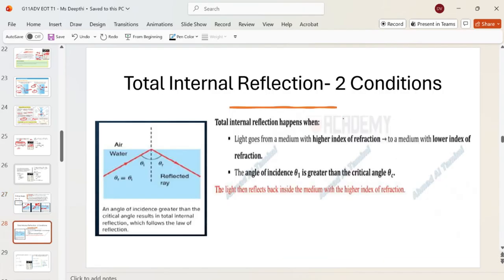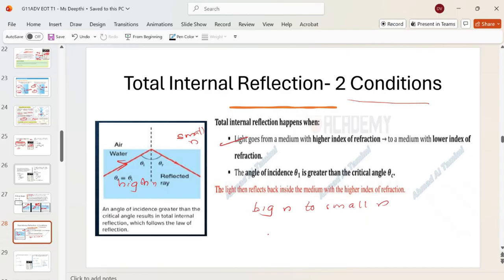So that is one of your questions. What are the two conditions for total internal reflection to take place? One of the conditions is light should always go from high n region to small n region. Okay, because it will not happen when light goes from air to water. It will only happen when light goes from water to air. That is the first condition. Light should go from big N to small n region.